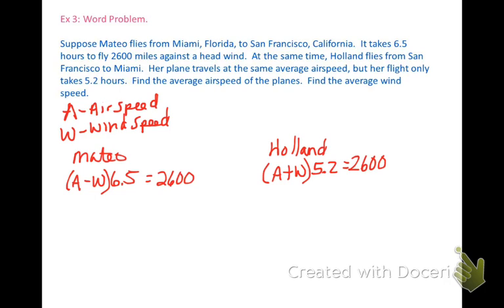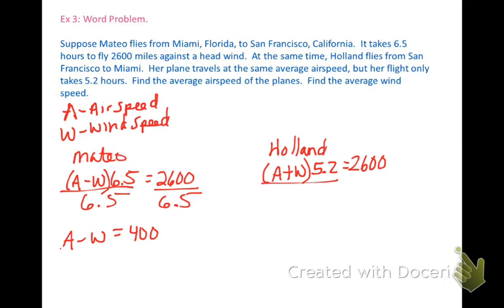Okay, so the best way to get this one done is I'm going to get rid of the decimals. I'm going to divide both sides by 6.5 on Mateo's. So I'm going to do 2,600 divided by 6.5. So A minus W, I'm going to take away the parentheses. A minus W equals 400.